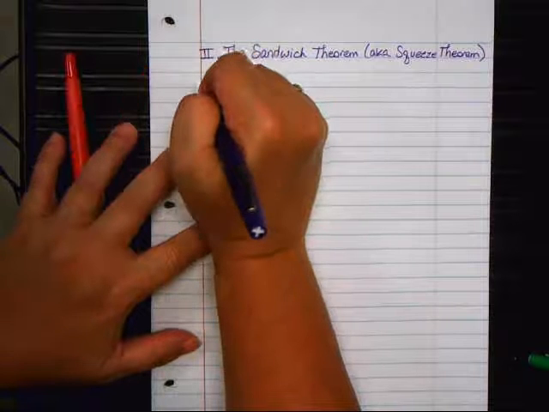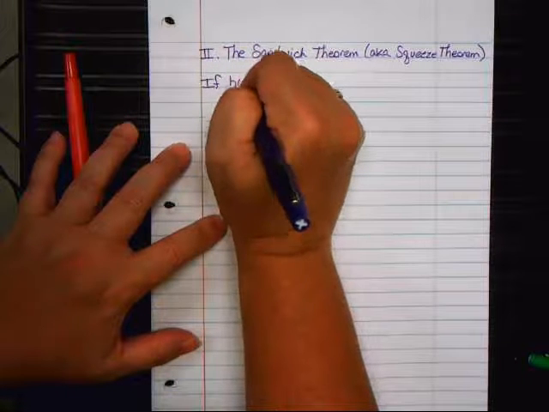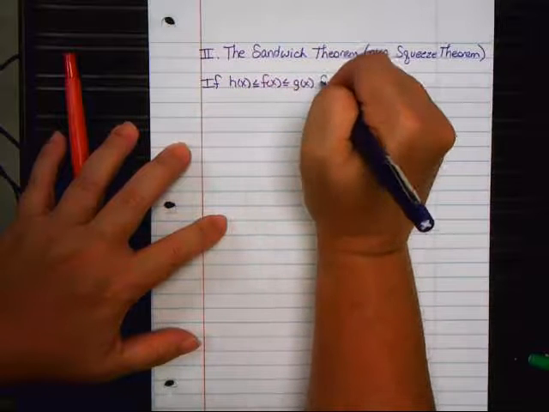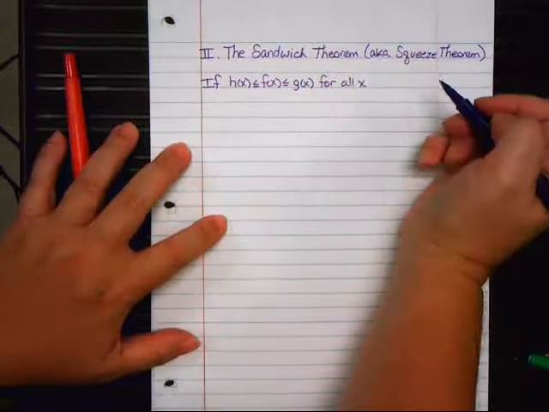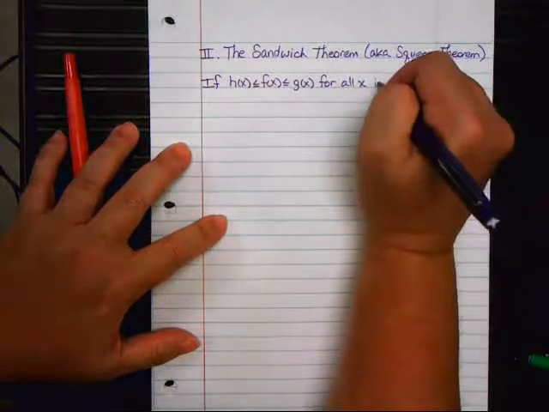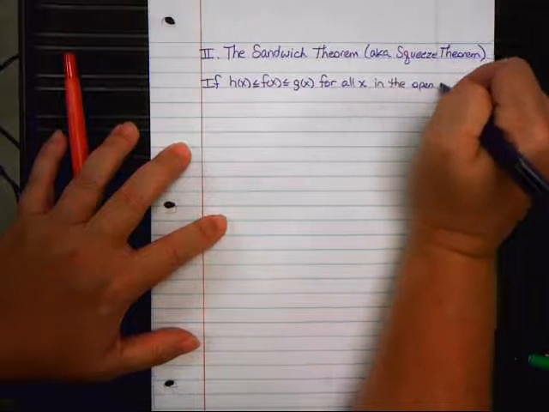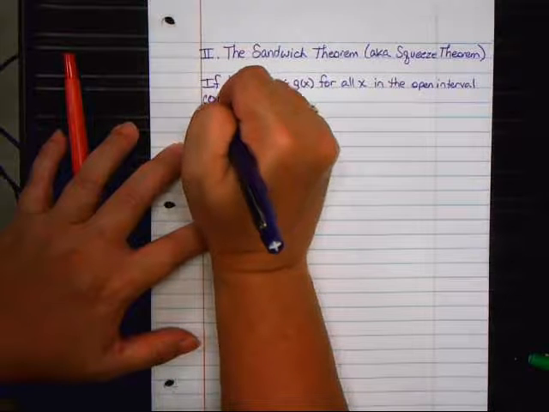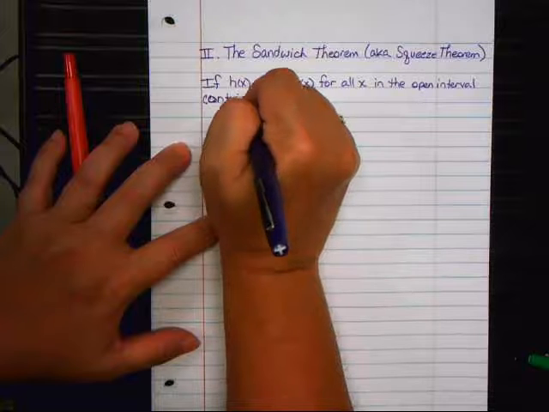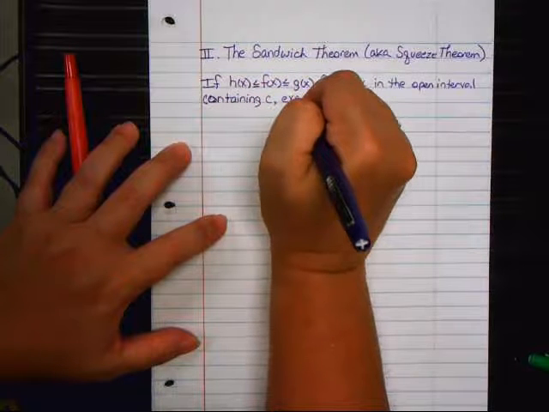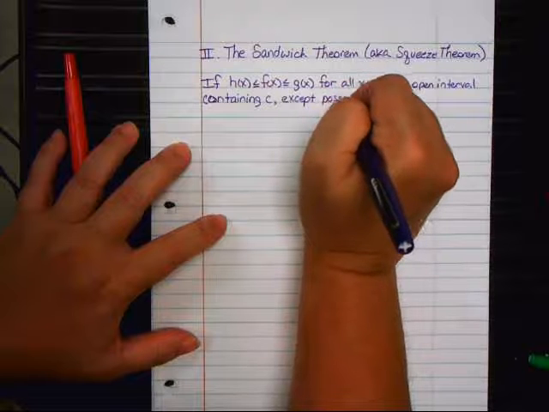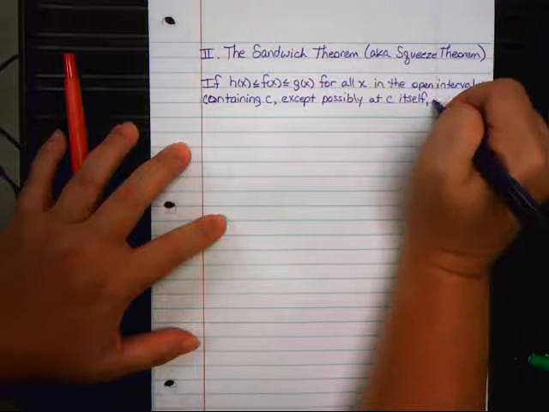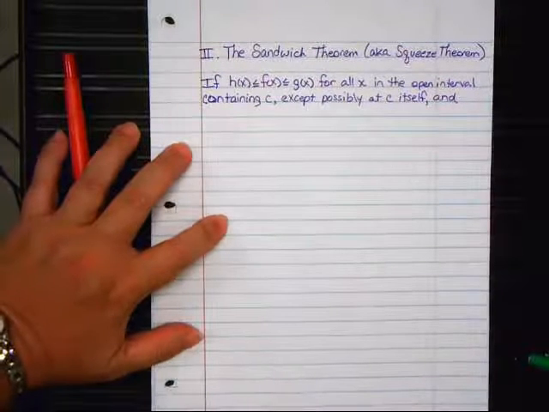Here we go. If h of x is less than or equal to f of x is less than or equal to g of x for all x in the open interval containing c, except possibly at c itself. And I'm going to wait for just a minute for you to catch up.